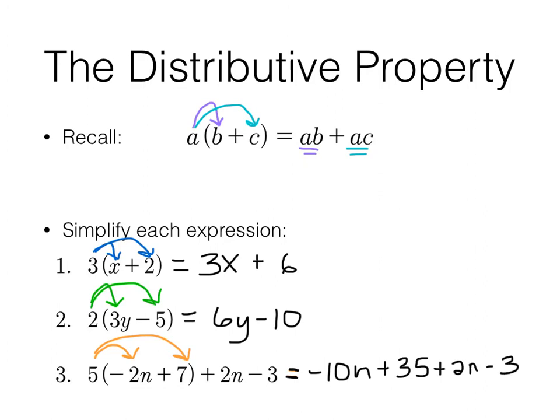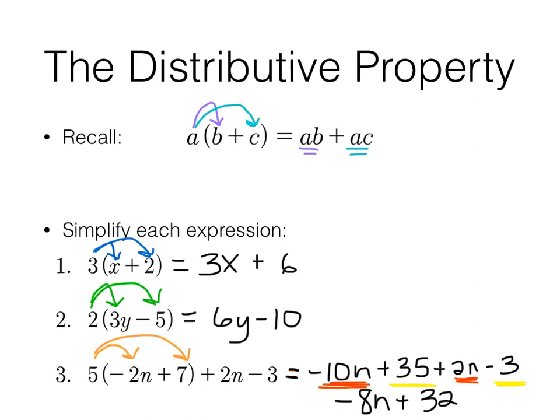So now I've got to go back to thinking about my like terms. So negative 10n and plus 2n. That comes out to be negative 8n. And then you also have positive 35 minus 3. 35 minus 3 is a positive 32, so plus 32.